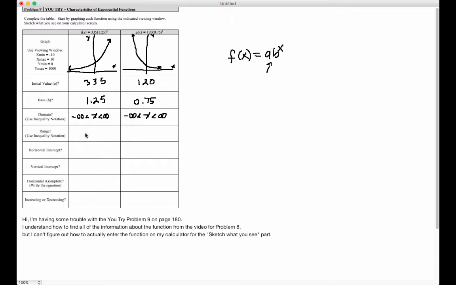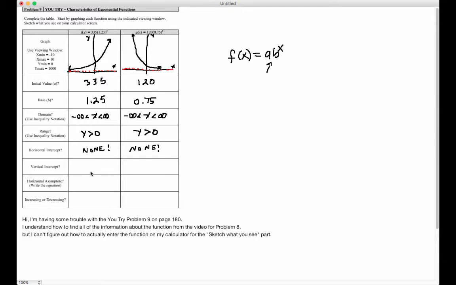Range, use inequality notation. Okay, so the range, part of the reason they want us to do inequality notation is we have to show the variable that we're talking about. So notice in the case of the range, we're talking about y. It's y strictly greater than 0 in both cases. Okay, horizontal intercept. Where does it cross the x-axis? None. It does not cross the x-axis, because what we just said is that the x-axis is playing the starring role of a horizontal asymptote. And so it's going to come down and get as close as you ever want it to the x-axis, but it is never going to touch it, okay? So in both cases, it's a none. There are no horizontal intercepts.